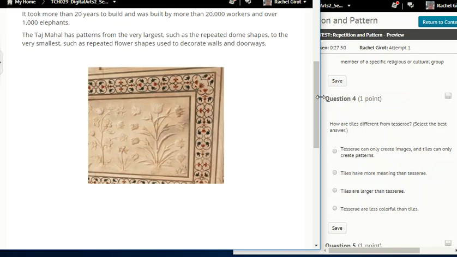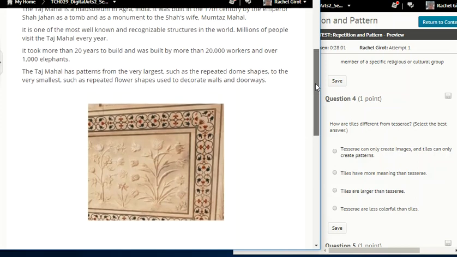The Taj Mahal has patterns from the very largest, such as repeated domed shapes, to the very smallest, such as repeated flower shapes used to decorate walls and doorways.